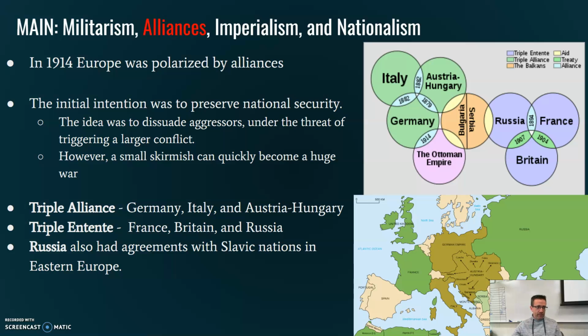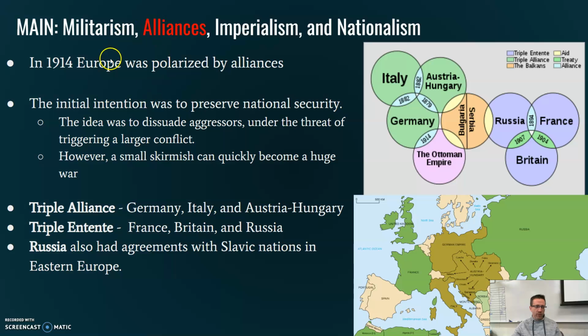Then alliances. So in 1914, Europe was polarized by alliances. You were either kind of on this side or that side. The initial intention was to preserve national security. The idea is that you would dissuade aggressors under the threat of triggering a larger conflict, because if you attack one, then you're attacking so many others. However, something small can end up becoming very huge if you have to back up those other people, right?